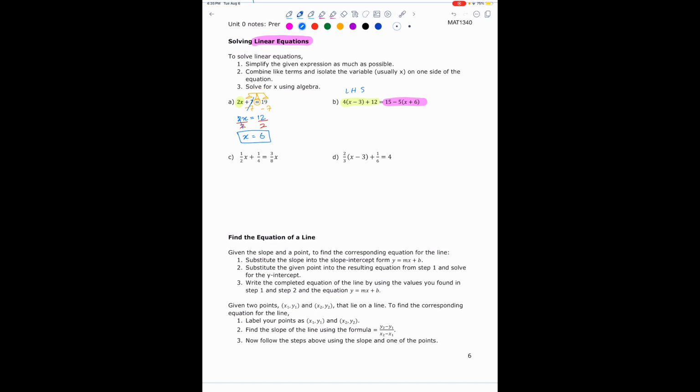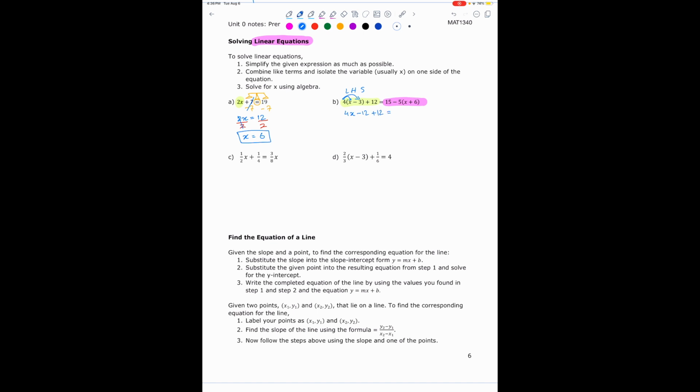First, I'm going to follow PEMDAS. There is nothing that I can simplify inside of the parentheses, so I'm going to move on to multiplication. The 4 is multiplied, so I have to distribute it inside. So I will end up with 4x minus 12 plus 12 equals.